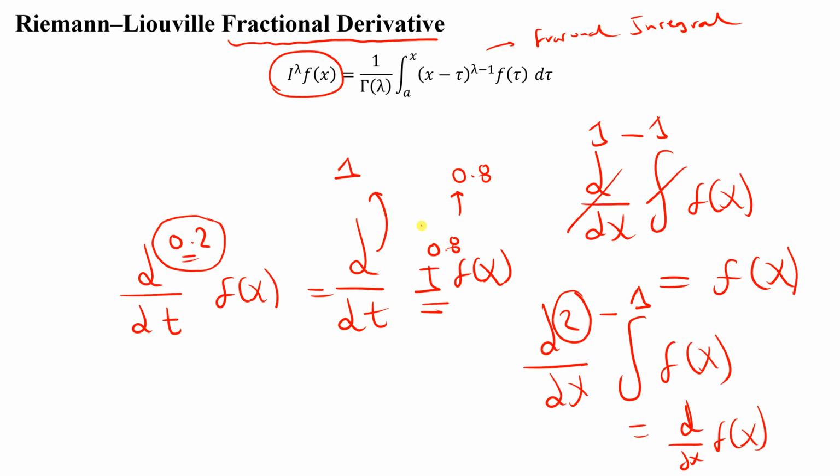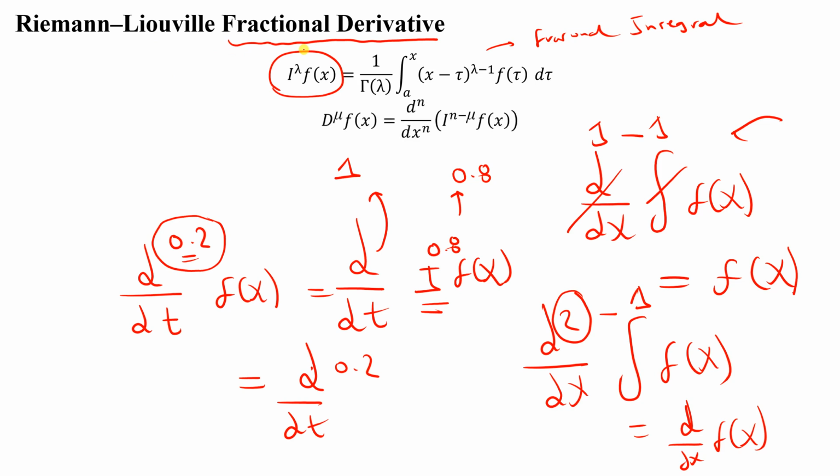So if you think about this, you will find that simply 1 minus 0.8 gives us a derivative of 0.2, right? Similar as here, we are subtracting derivative from integration. So by taking a fractional integral of 0.8 and a full derivative of 1, their net, 1 minus 0.8, gives us the net derivative 0.2. And this is the philosophy behind the Riemann-Liouville fractional derivative.